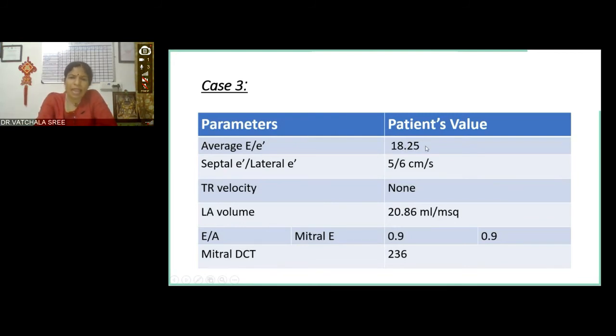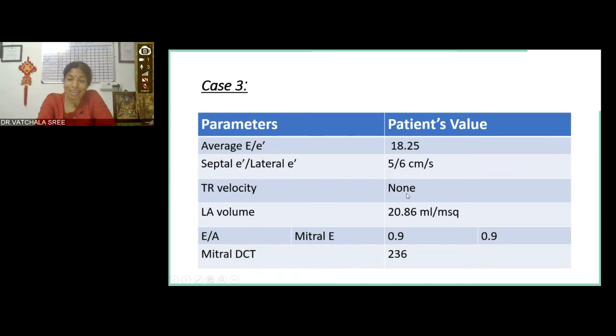Okay. Now people say the one criterion you want for diastolic dysfunction is that in a normal individual, the average E by E dash is never more than 14. So if your average E by E dash is more than 14, it means that it is abnormal. The septal E dash and lateral E dash are also well less than normal, less than 8 and less than 10. Surprisingly, he didn't have any TR. The indexed LA volume was normal. Okay. Now, in these 4 criteria, he is meeting 2 criteria. He is not meeting the other 2 criteria.